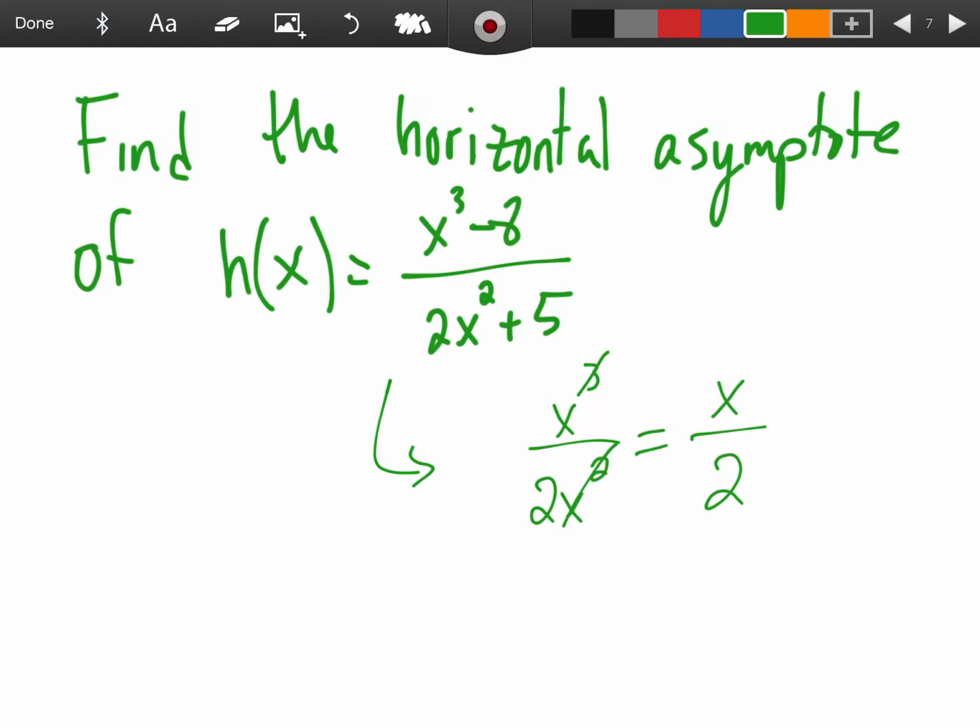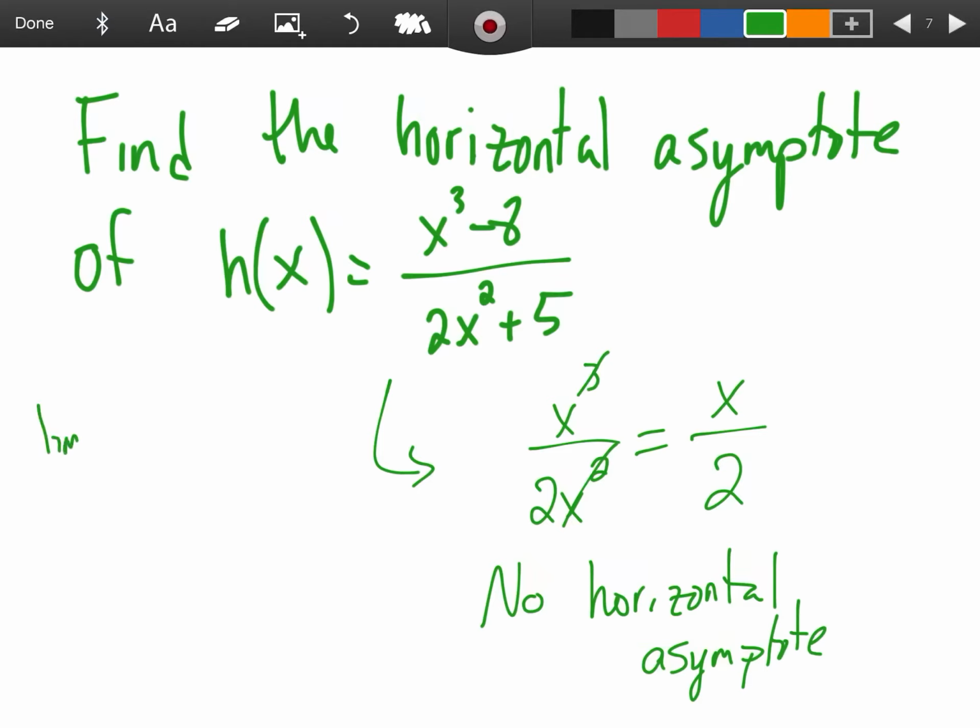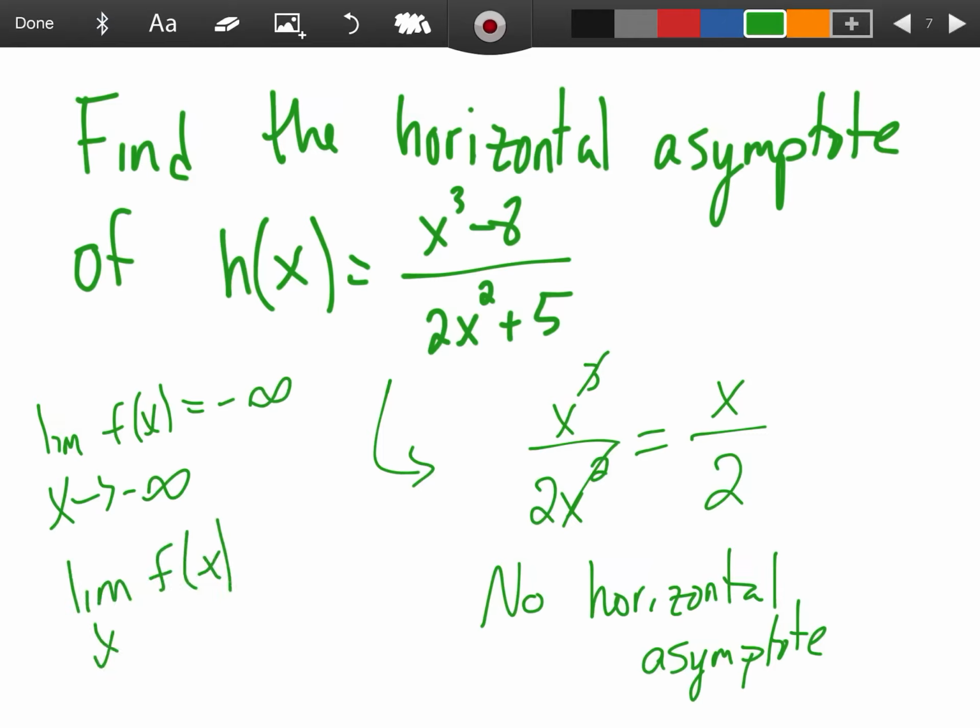So in this case, there is no horizontal asymptote. Because it's just going to continue to increase as x increases. It's going to continue to decrease as x goes further and further to negative infinity. So in this case, my left end behavior, as x goes to negative infinity, my y value will also continue to decrease to negative infinity. As x goes to positive infinity, my y value will also continue to increase to positive infinity.